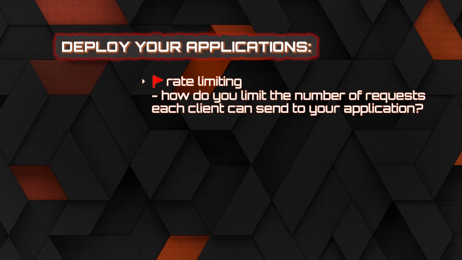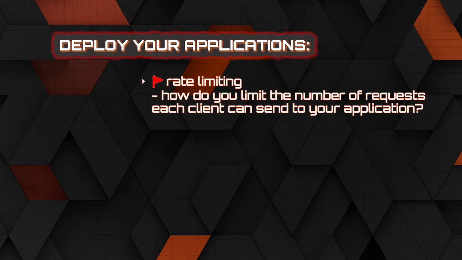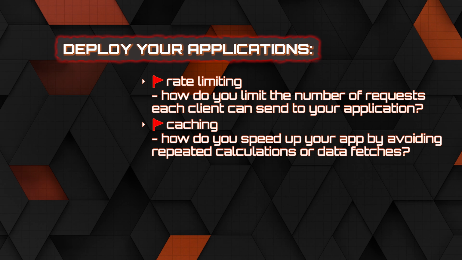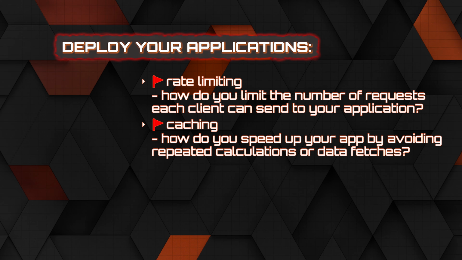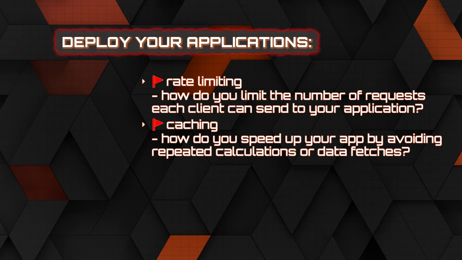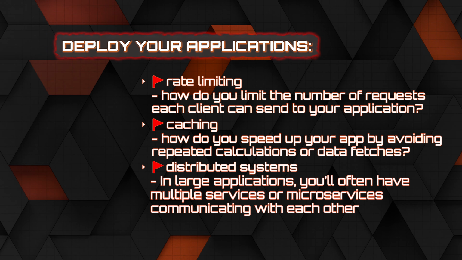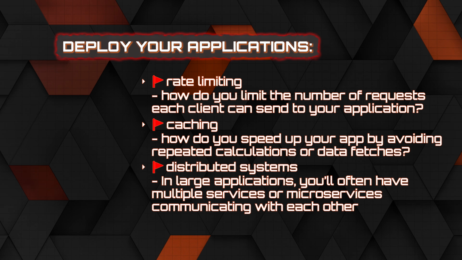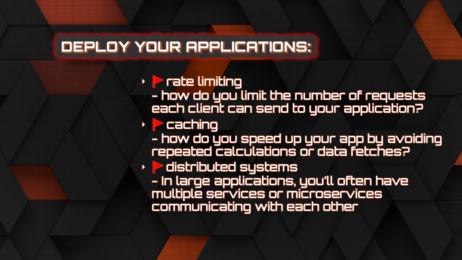The first is going to be rate limiting. How do you throttle the number of requests that can be sent per client to your application? Things like caching, so how do you speed up the execution of your app and make sure you're not constantly recalculating or refetching the same values. Then we talk about things like distributed systems. If you're building a really large application, you're going to have multiple services, microservices potentially communicating with each other.